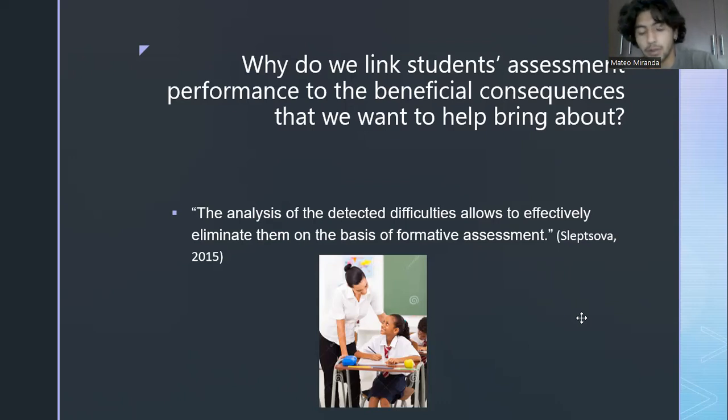So I hope this is helpful for all of us and for future teachers and students to think about why assessment is helpful, not just for the students, but for the teachers too.